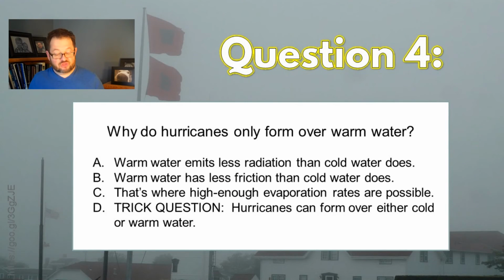Let's answer three quick questions about the Hurricane Cookbook before we go on and talk about damage. Question 4. Why do hurricanes only form over warm water? A. Warm water emits less radiation than cold water does. B. Warm water has less friction than cold water does. C. That's where high enough evaporation rates are possible. Or D. It's a trick question, hurricanes can form over cold water or warm water, it doesn't matter. Which of those 4 is the right choice? Take a look at those 4 options and get a little feedback before you move on to question 5.